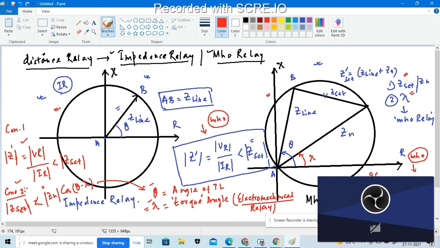If any mechanical fault appears in the impedance relay, we cannot find out the torque angle. If we are connecting n number of parameters, the solution of the problem will be much easier than having a single parameter.